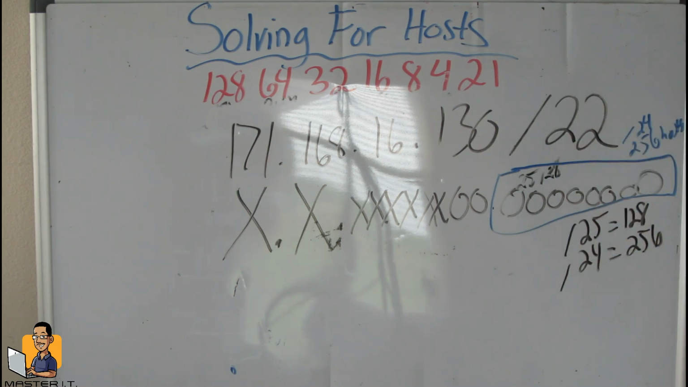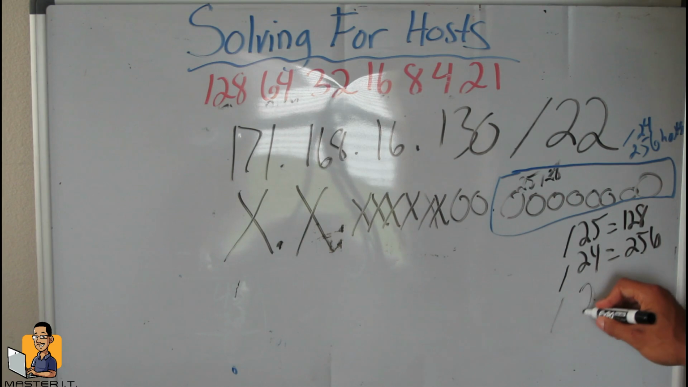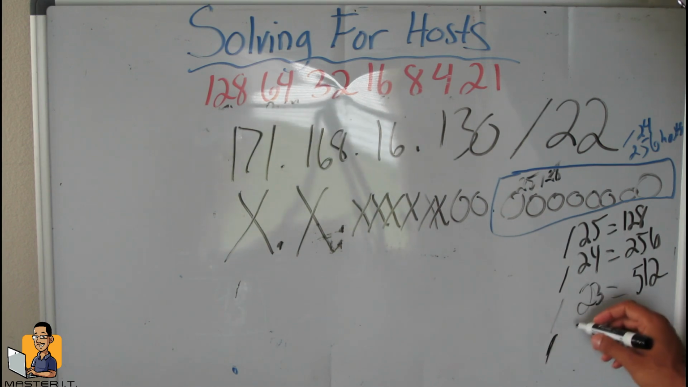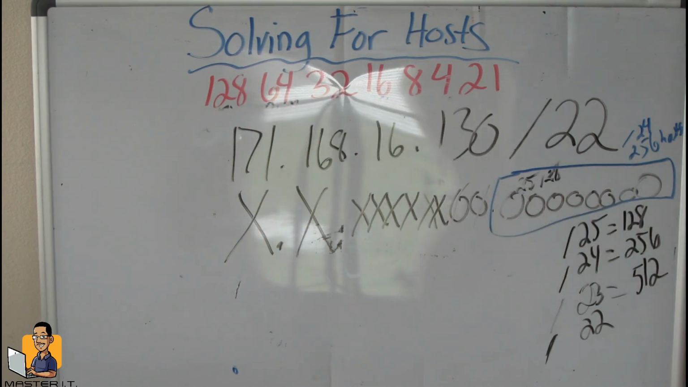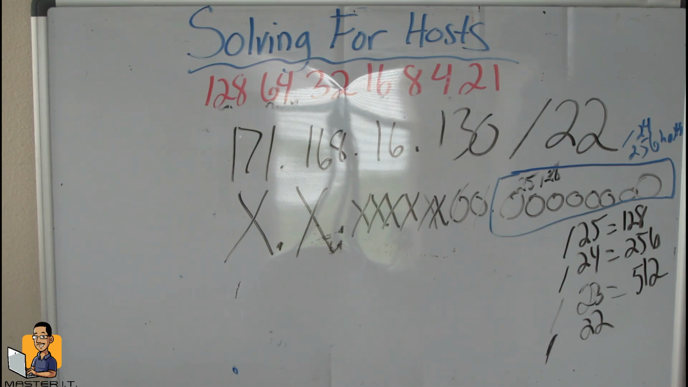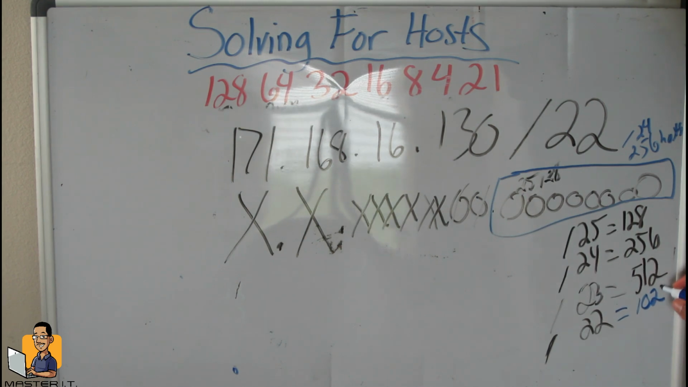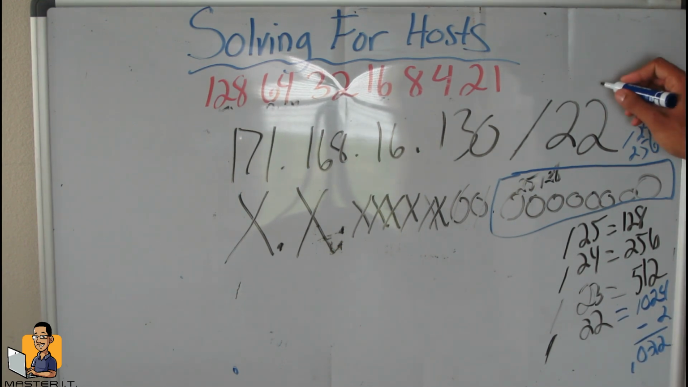But we're trying to get to 22, right? So all we have to do is add the number before. Just remember that. So if we got a slash 23, what's 256 plus 256? Perfect, 512. Now we're at 22. So we borrowed all of these, borrowed this one, and borrowed that one. So what is 512 plus 512? Perfect, 1,024. Slash 22 is 1,024 minus 2, and that would be 1,022.